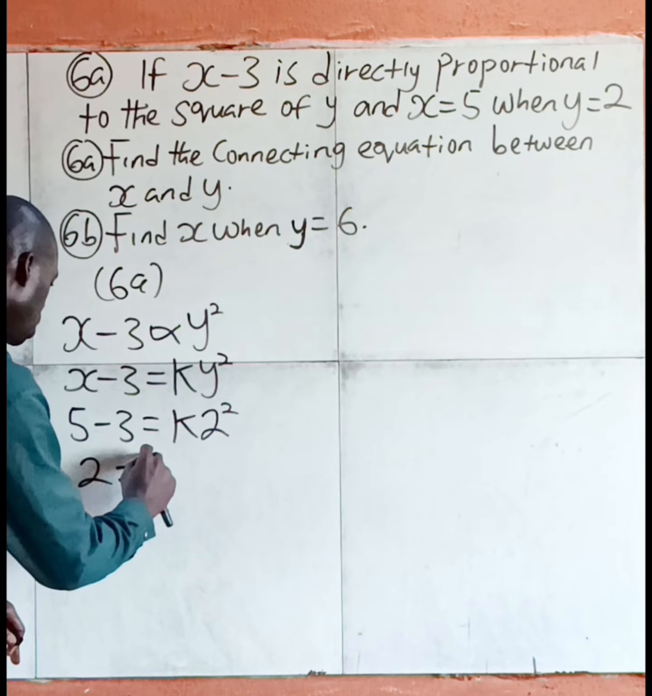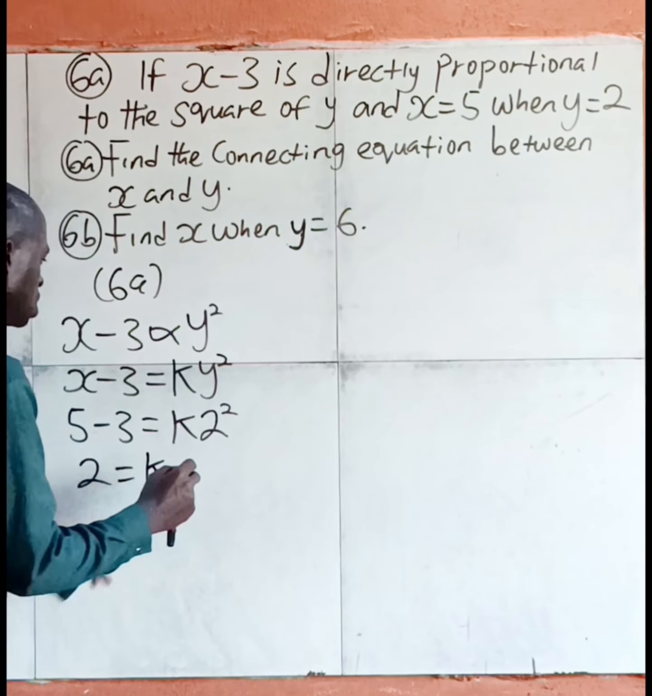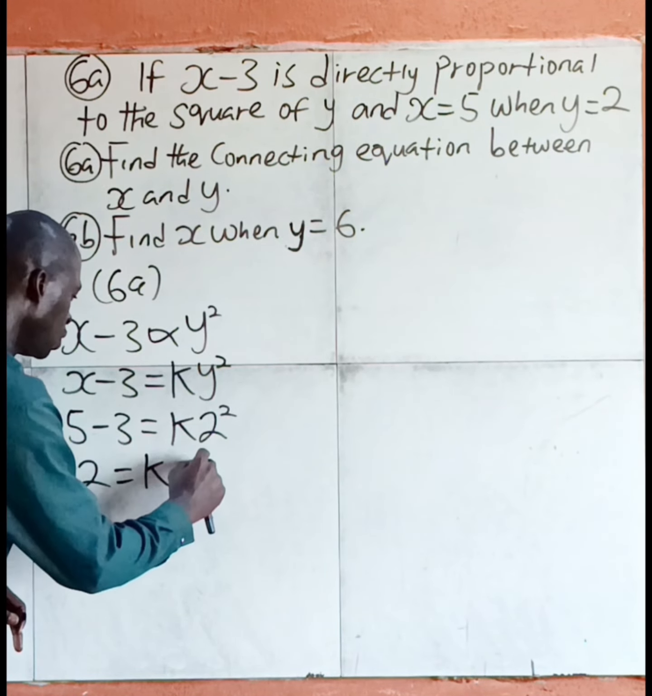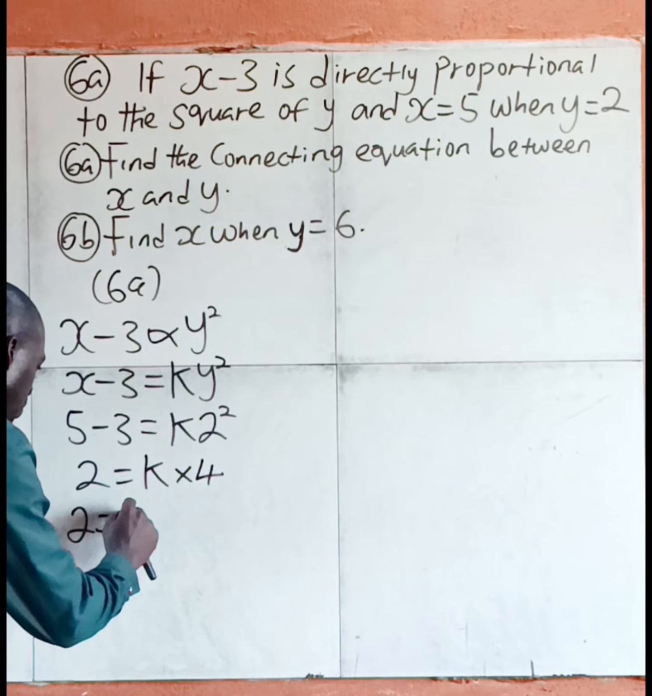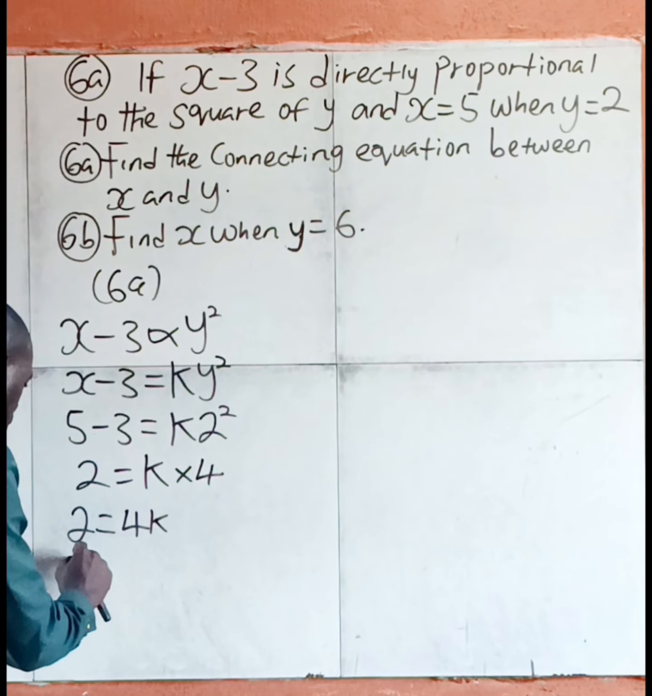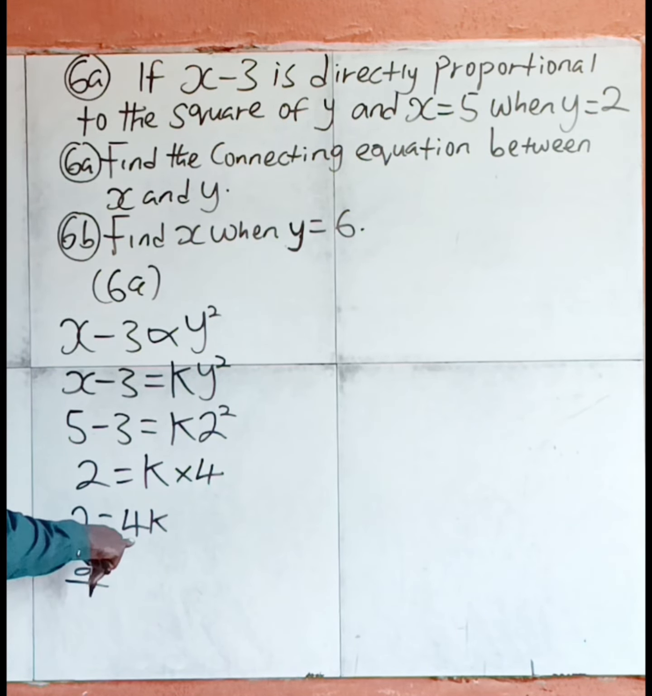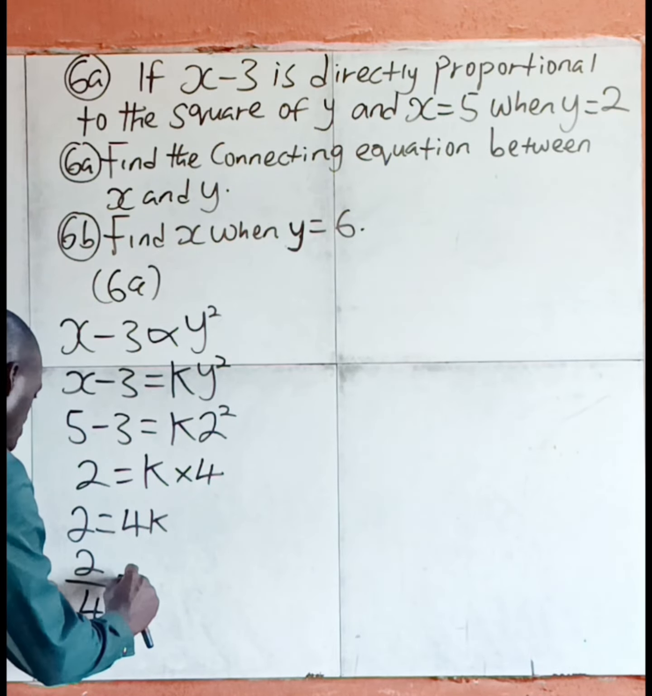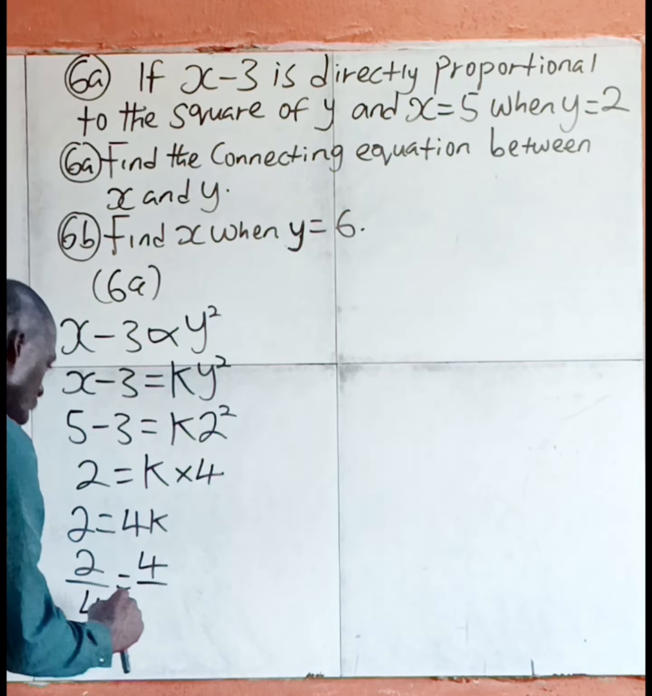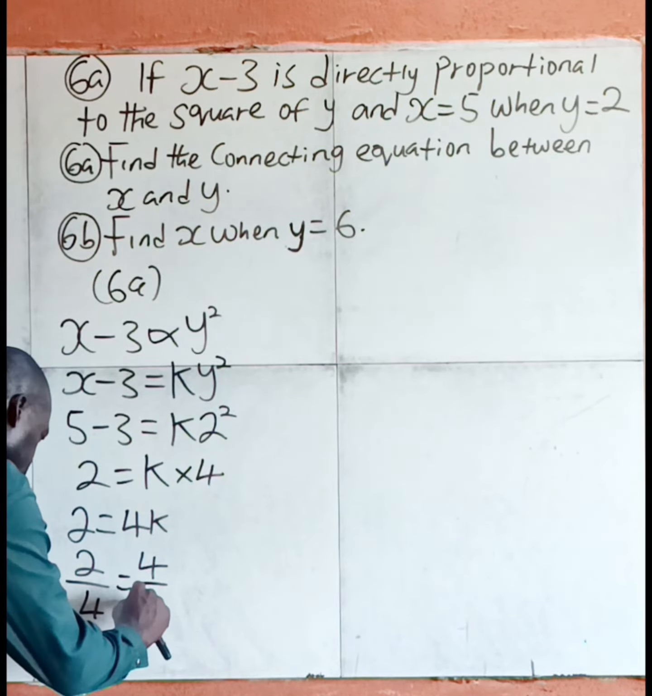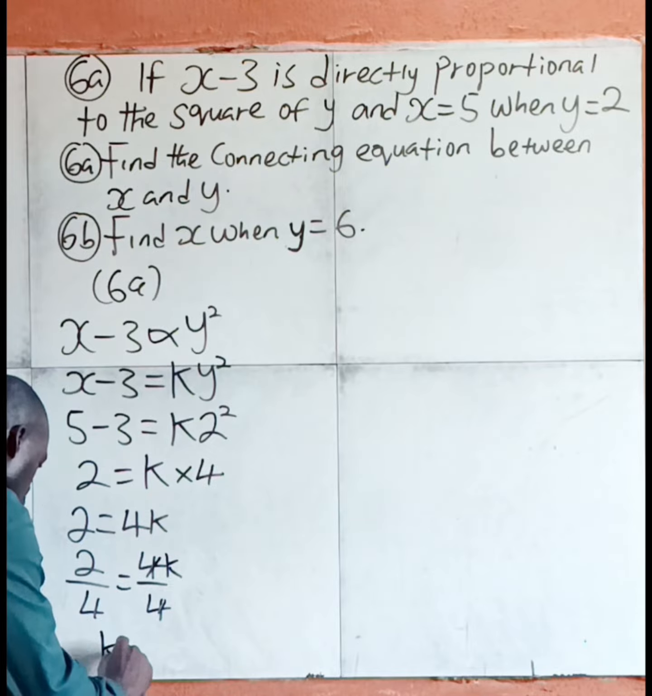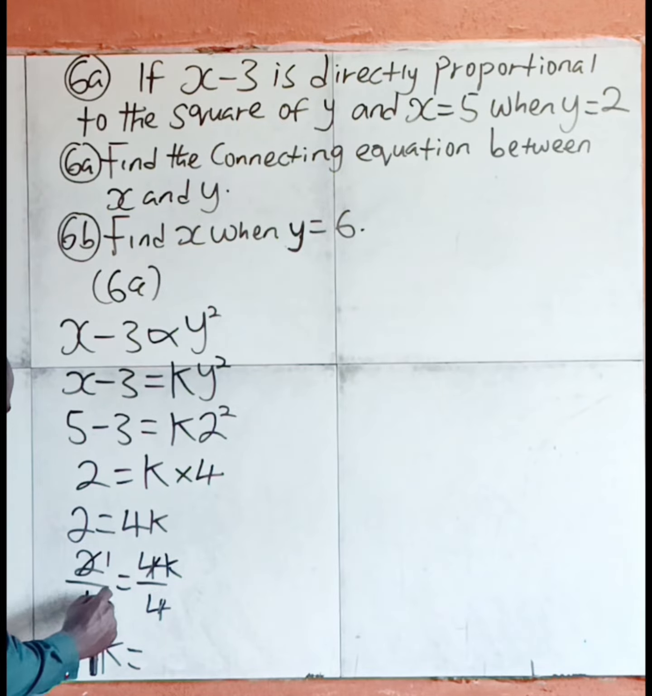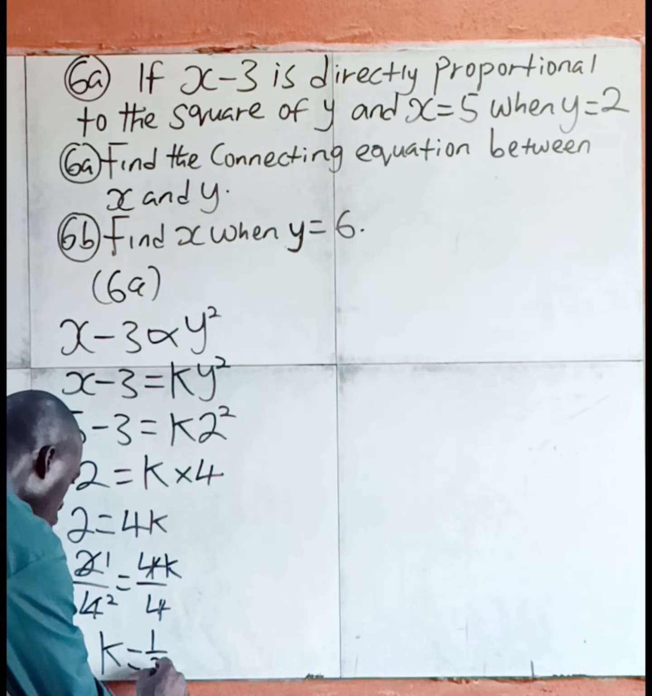At the end of the day, 5 minus 3 will automatically give me a 2, equal to k times 2 raised to the power of 2, which will give me what? 4. So I'm having 2 equal to k times 4, which is 4k. If I divide both sides by the coefficient of k, which is 4, meaning I divide here by 4 and also divide here by 4, I'm simply going to have k equal to 2 over 4, which is 1 over 2. K will be equal to 1 over 2.